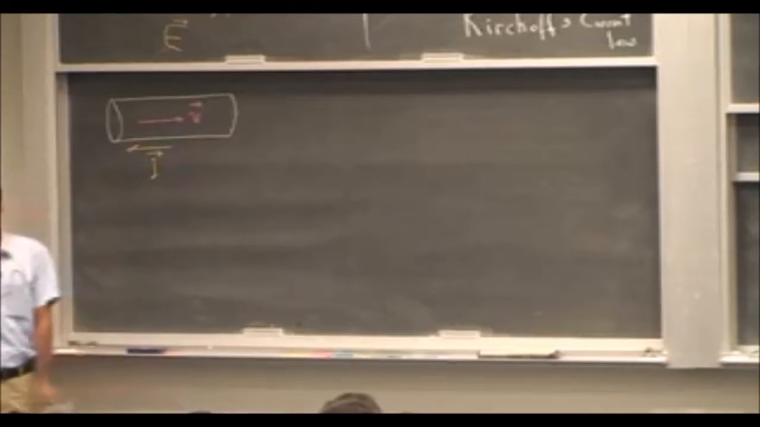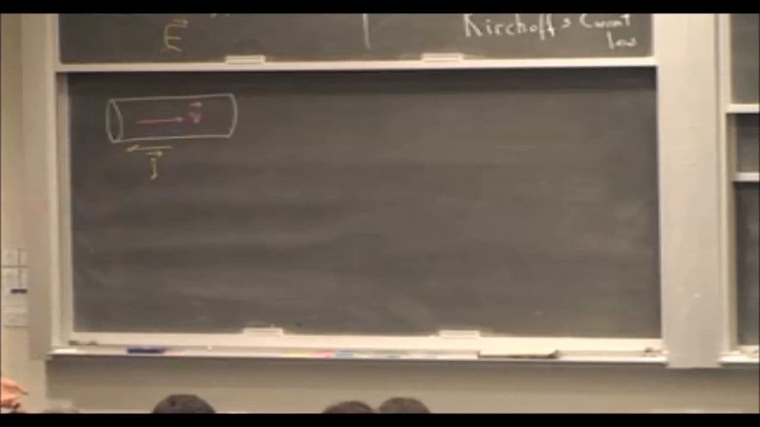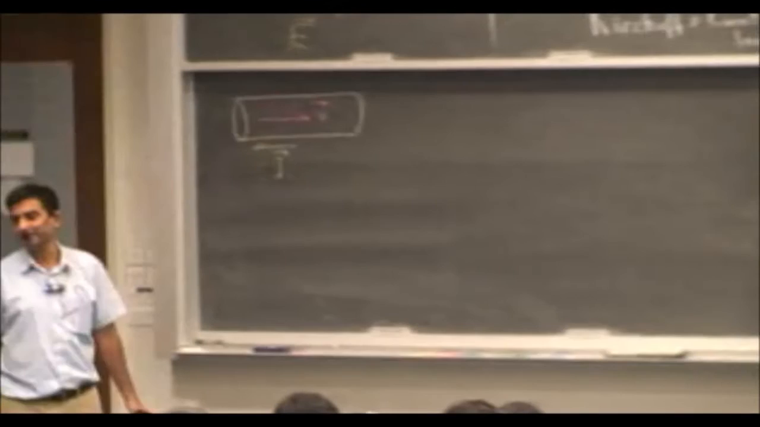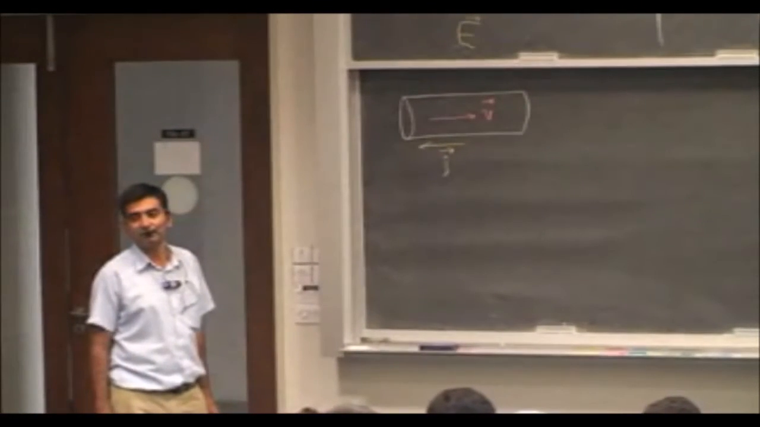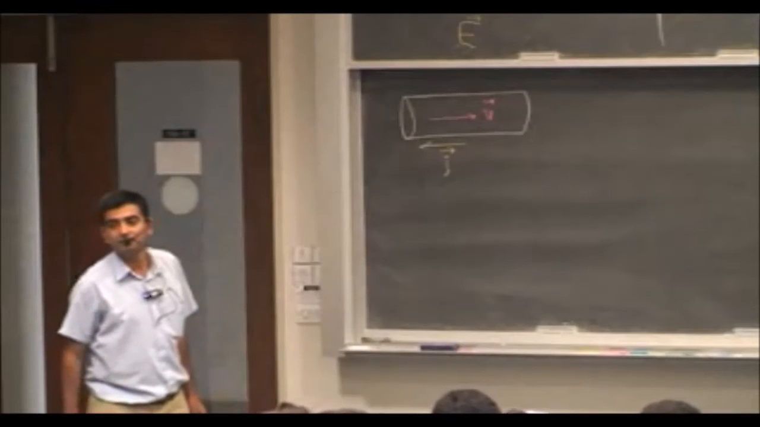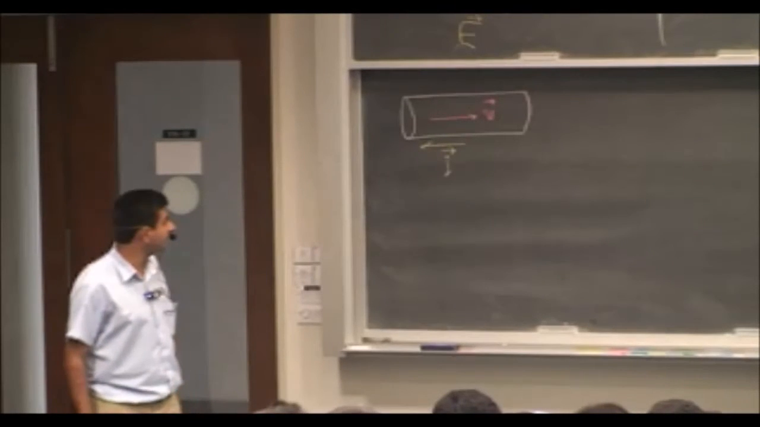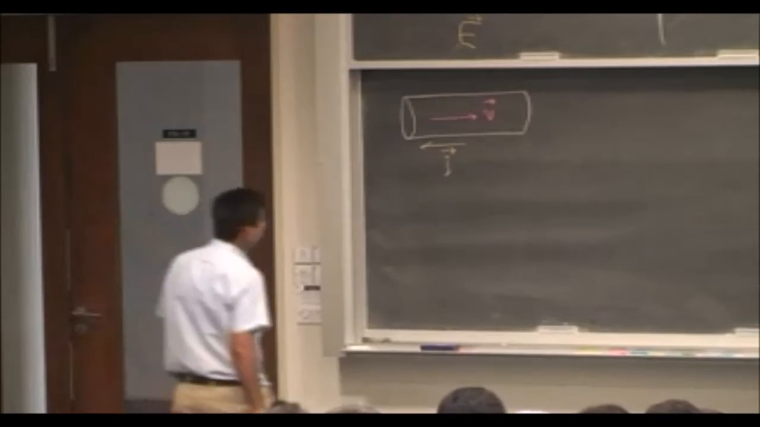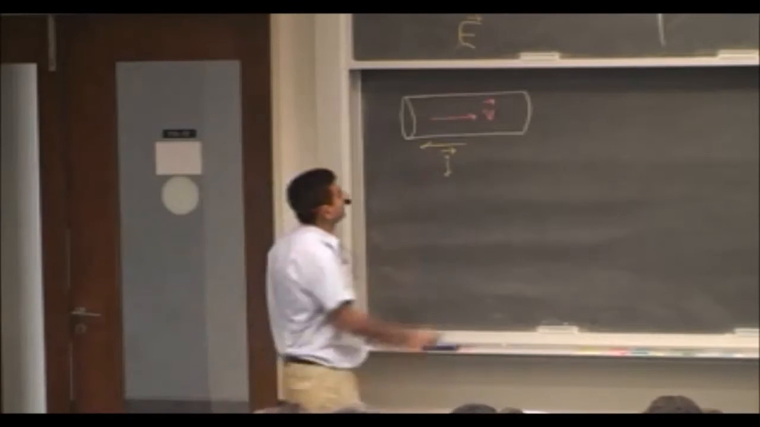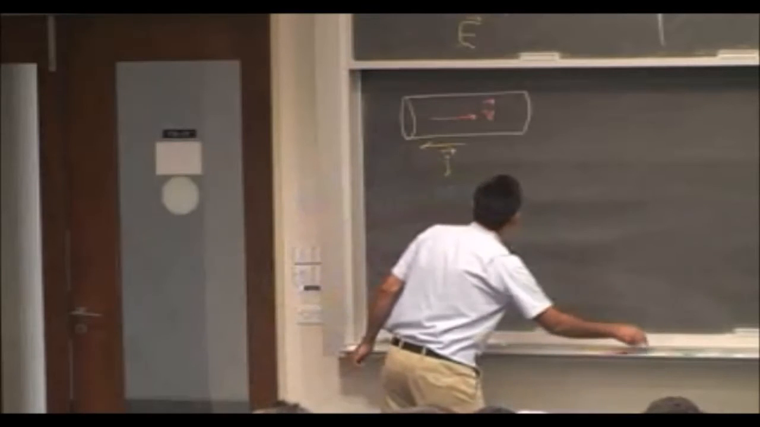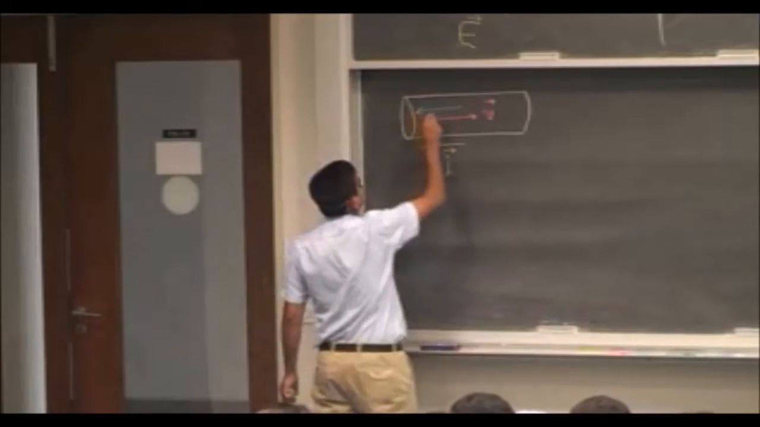What's the direction of the electric field inside this conductor, which can maintain this current density? Towards right? Why? No, it's negative. It must be parallel to J. So the electric field is pointing in this direction. This is the electric field.